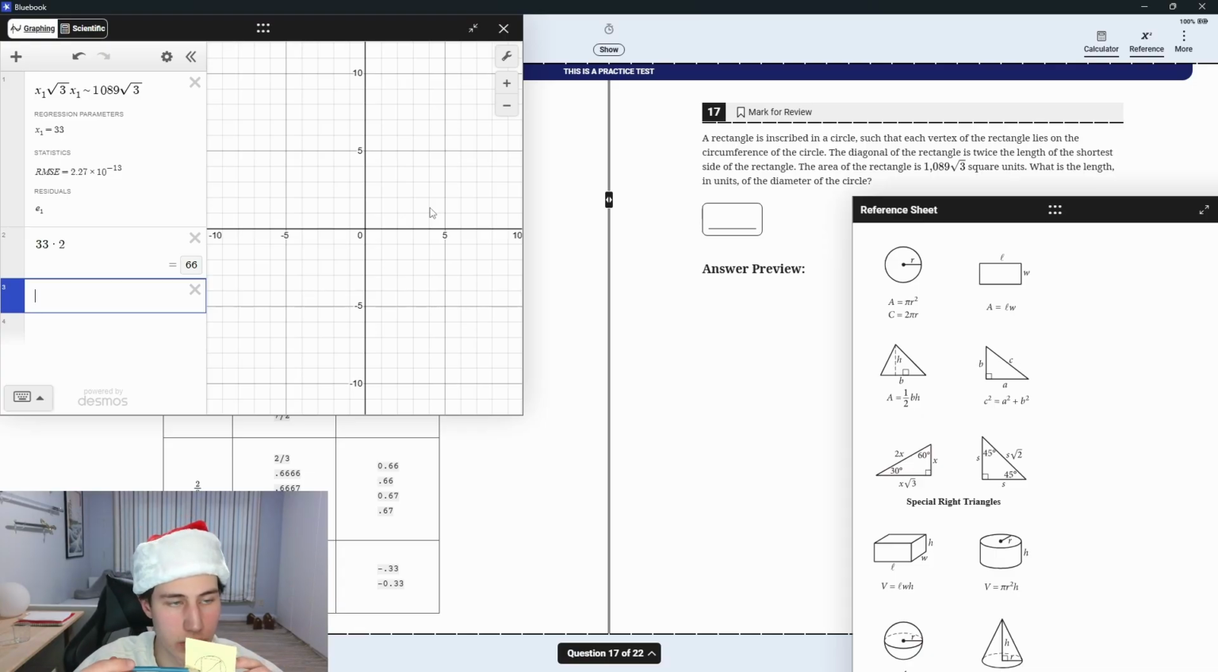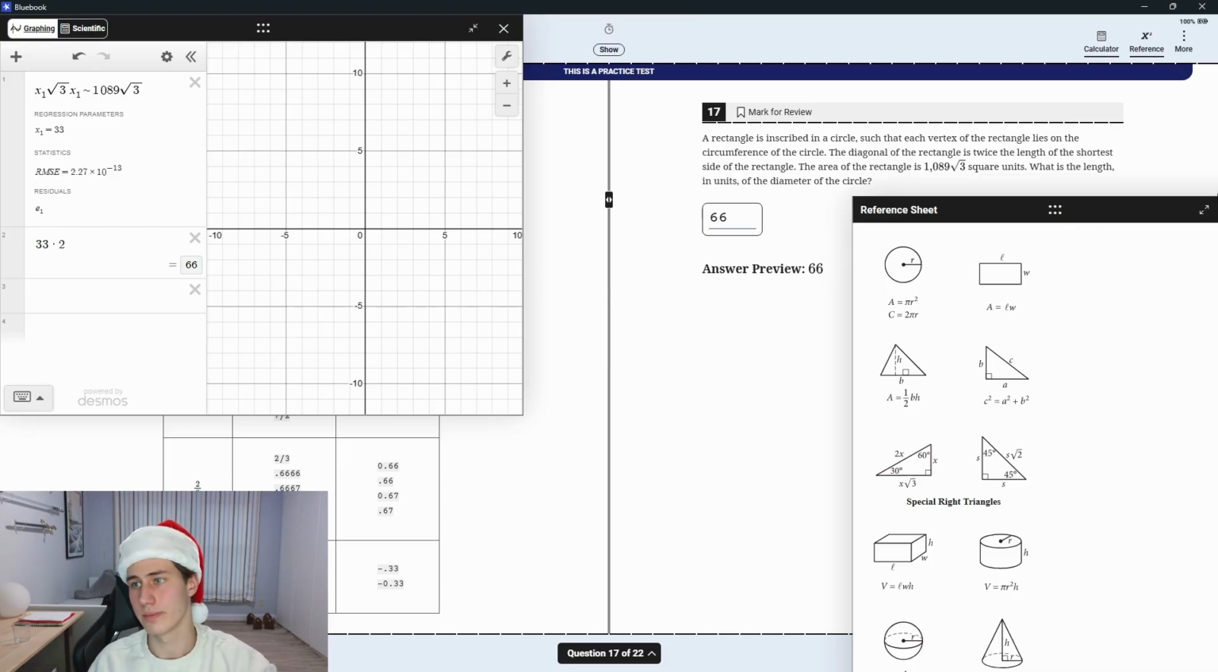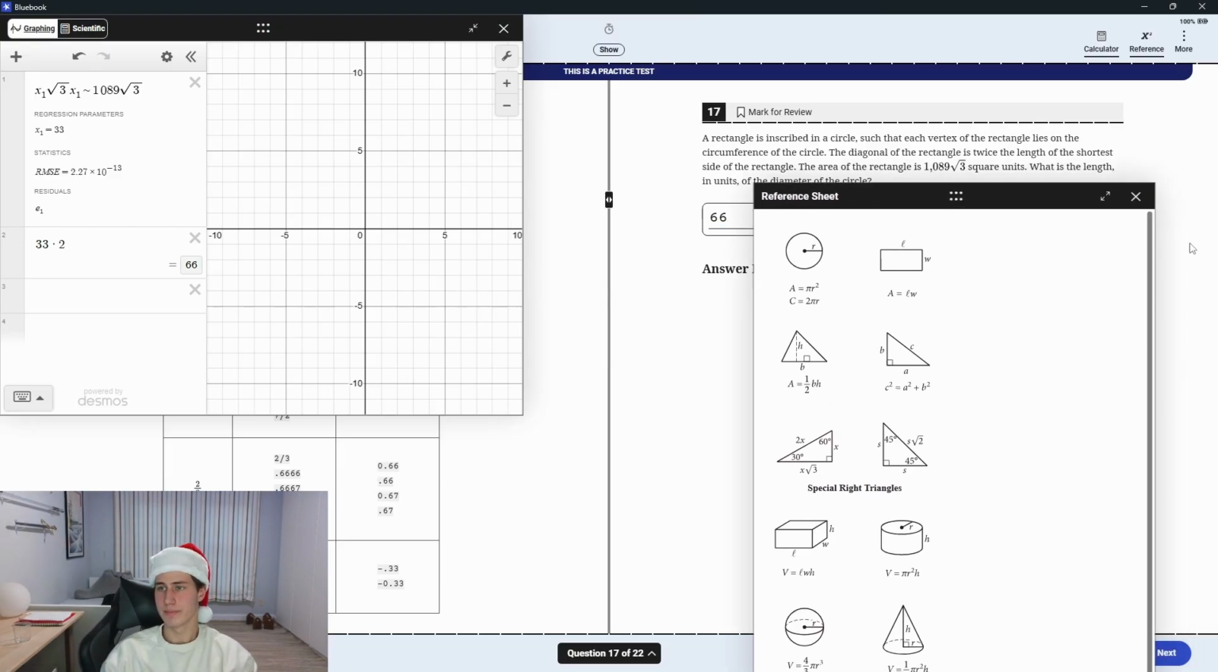So from one end of the triangle to the other, which in this case is actually going to be the diameter. If we know that the height right here is 33, and the diagonal is 2 times the height, so 33 times 2, that gets us 66. So the length in units of the diameter of the circle is 66 units. And that's our answer.